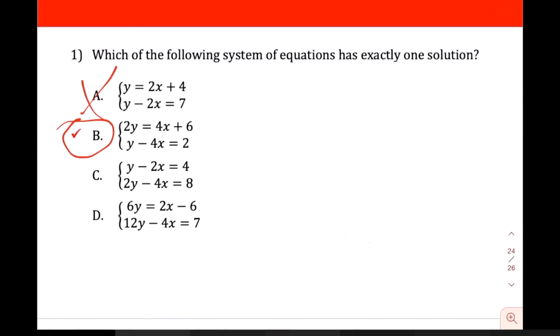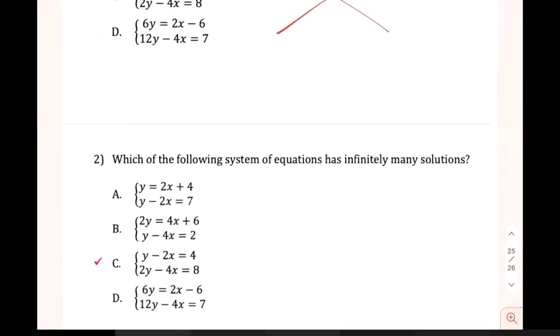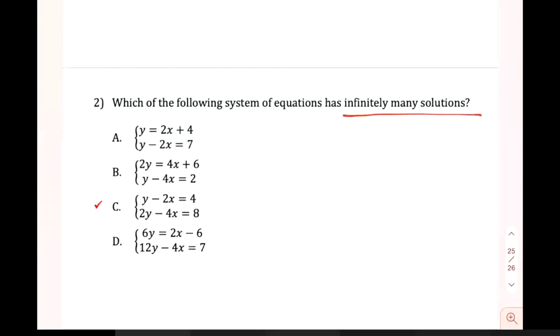Okay, so if you want, you just say here to have one solution, it should be different slopes. Different what? Slope. If they have different slope, they are not parallel, and that means one solution. Very simple. Infinitely many solutions, they have to be the same equation, same slope and same intercept. Here they have same slope but different intercept. The intercept here is 4, the intercept here is 7, so it's not this. This one, they have different slope.